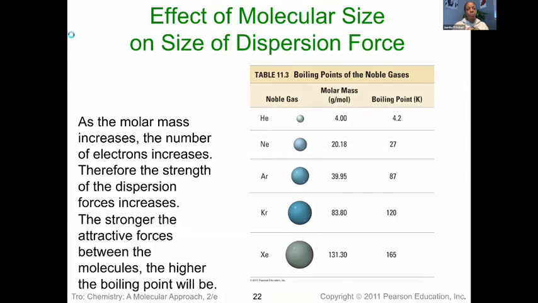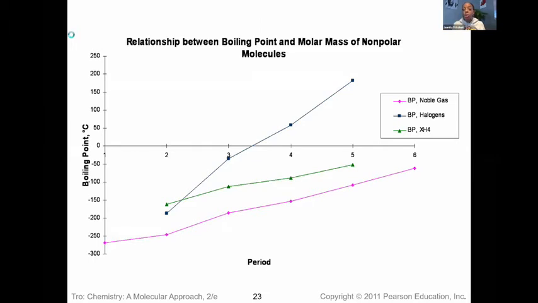And we can see this trend holds true in different groups. It's not just isolated to your noble gases. In our group 7s and group 4s, you can see the same trend, where as I go down the periods, I get a higher and higher boiling point.